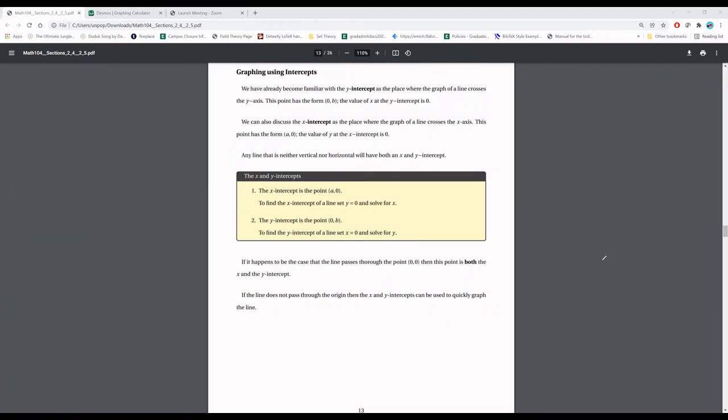All right, next we're going to consider intercepts, the intercepts of graphs. We've kind of already spent a great deal of time with the y-intercept. The y-intercept is the place where the graph crosses the y-axis. It is a point of the form x is 0, y is b, point (0, b). And of course, this means that x at that point is 0.